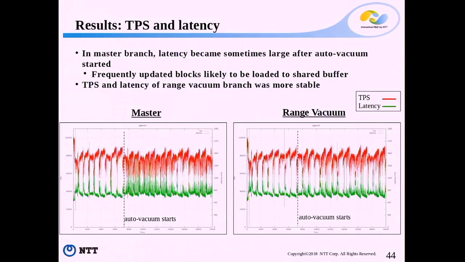This is the result of transaction throughput and latency. The left diagram shows the master branch, and the right shows the range vacuum. The red line shows the transaction throughput, and the green line shows transaction latency. In the master branch, the latency sometimes becomes large after autovacuum started. Throughput and latency in the range vacuum branch were more stable than in the master branch, because frequently updated blocks are likely to exist on the shared buffer, so the transaction latency did not become large in the range vacuum.